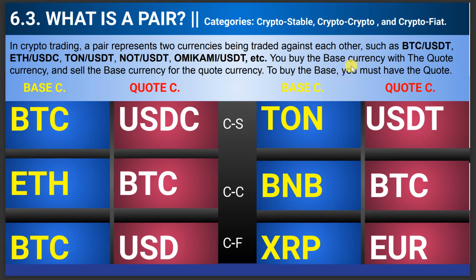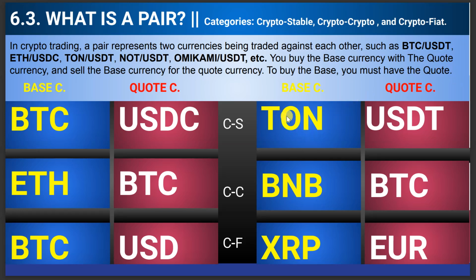Okay, so to buy the base, you must have the quote. If you want to buy TON on Bybit or Binance, let's talk about a pair first. It's pertinent to understand that you cannot buy that coin alone. You cannot go to Bybit and see just TON standing alone. You must see TON paired with something. If you want to buy BTC on Binance, you cannot see Bitcoin standing alone on a currency list. It has to be paired with something. And since it has to be paired with something, that means something is required to buy the base.